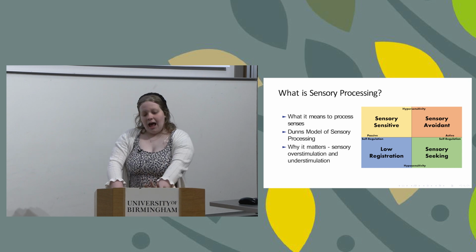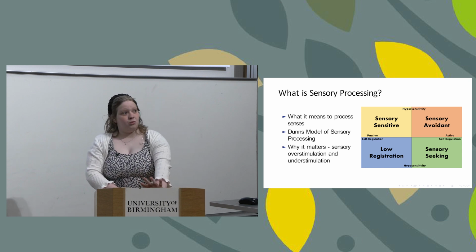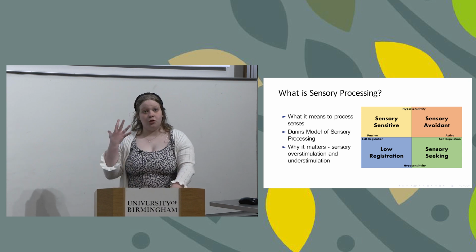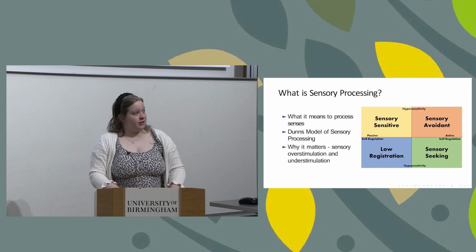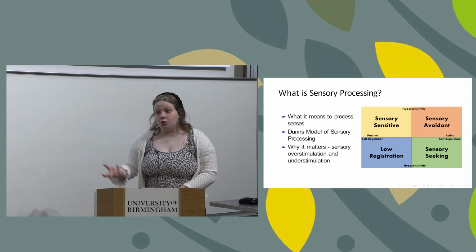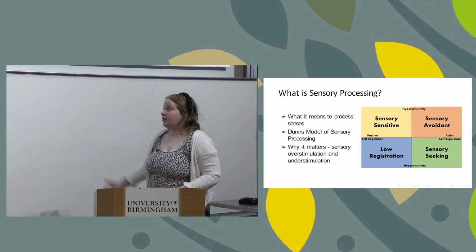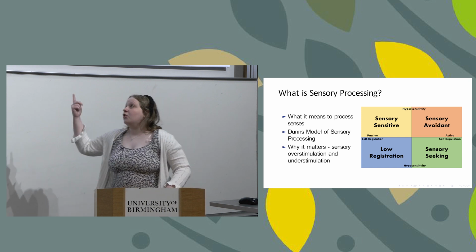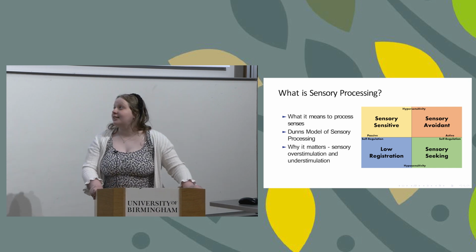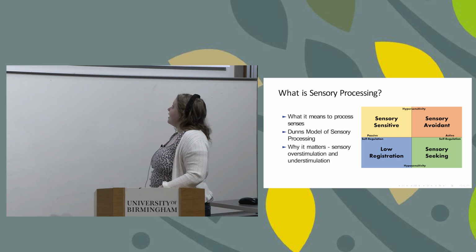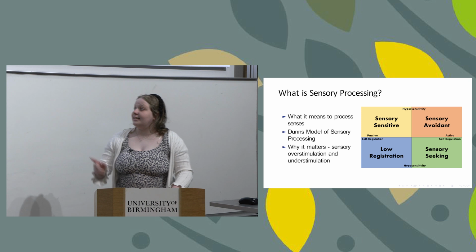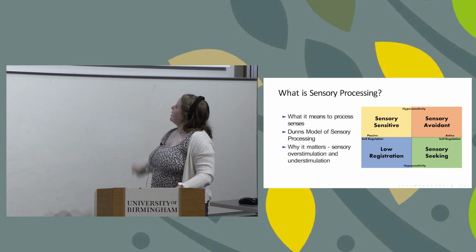And for people who have autism or other similar conditions, sometimes stimuli which for people who don't have those conditions would be completely fine can either be too overstimulating for them or not stimulating enough. So as you see here, I've got up Dunn's model. Dunn's model is the model for understanding sensory processing, and the idea is that there are two scales: the hypersensitivity to hyposensitivity scale and the self-regulation scale.